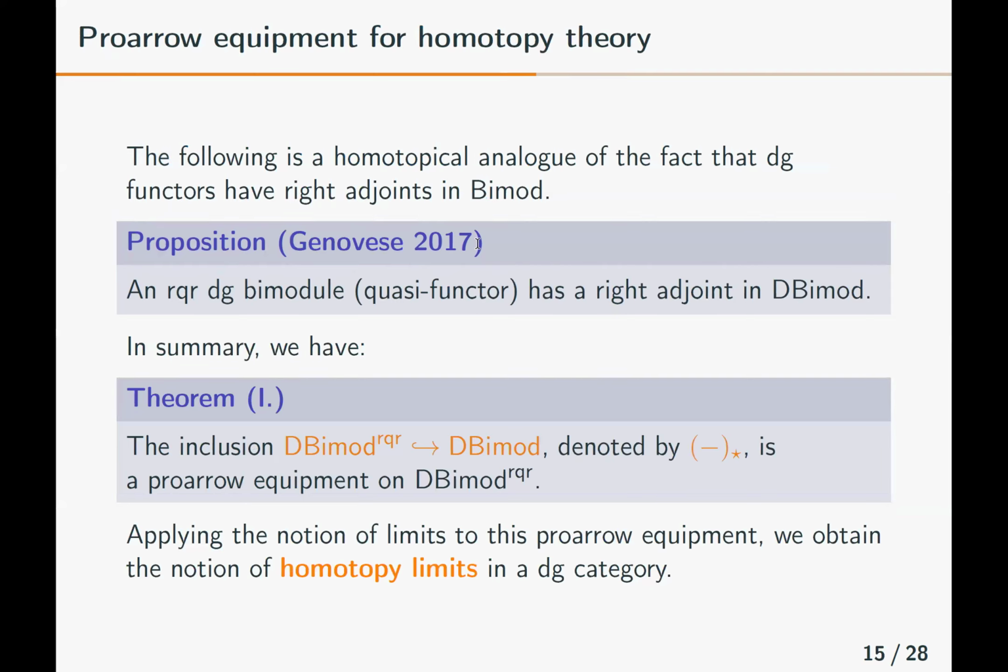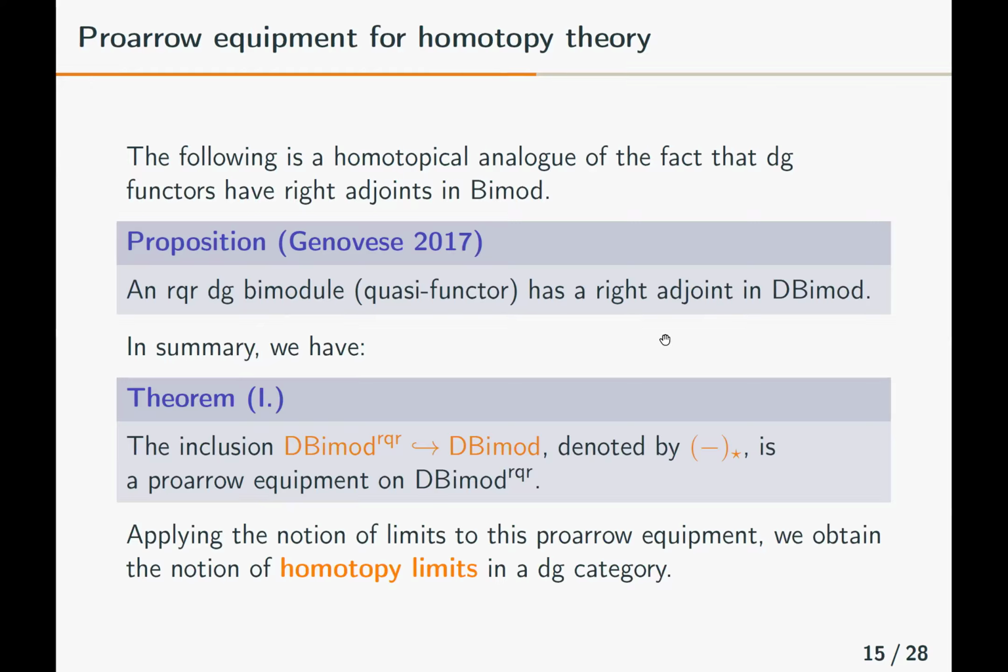In the non-derived situation, a DG functor has a right adjoint in Bimod. A homotopical analog also holds for quasi-functors. Namely, every right quasi-representable DG bimodule, or quasi-functor, admits a right adjoint in D-Bimod. This was proved by Genovese in 2017.